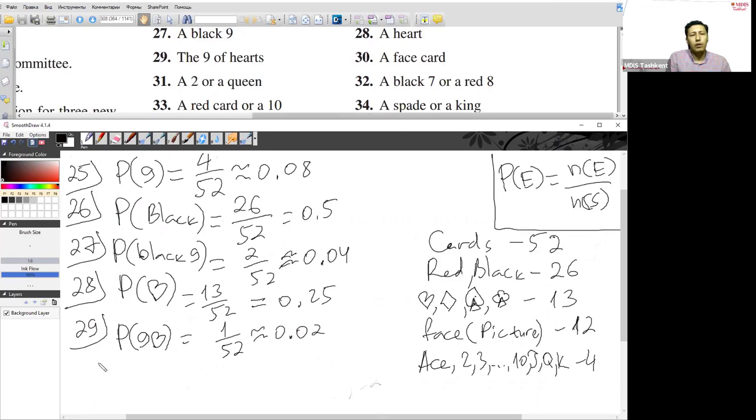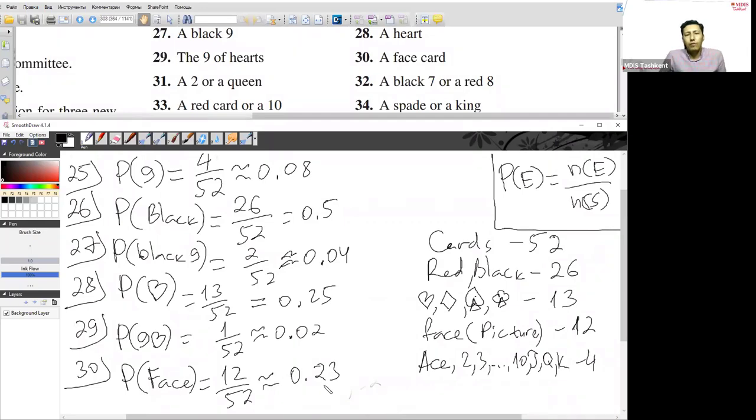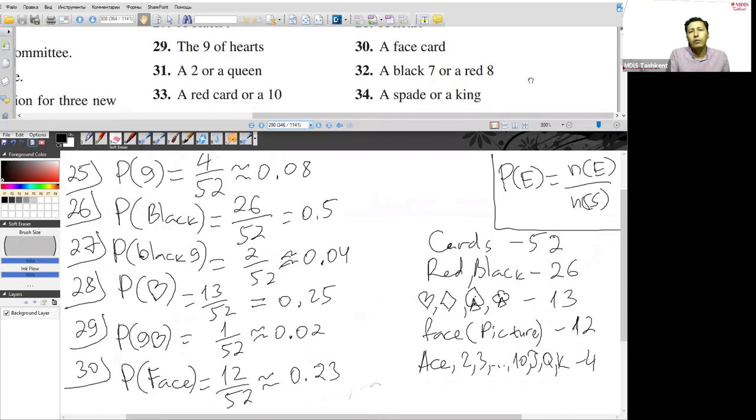Then number 30. Probability of getting face cards. How many face cards do we have? 12: jack, queen, and king. So 12 out of 52, and 12 divided by 52 is approximately 0.23. There is a 23% chance to pick a face card. So, do you understand? Do you have any questions?